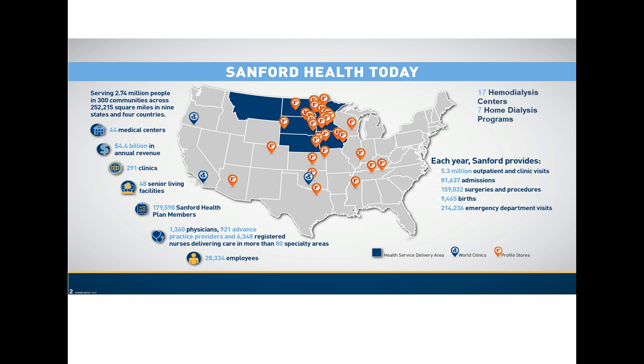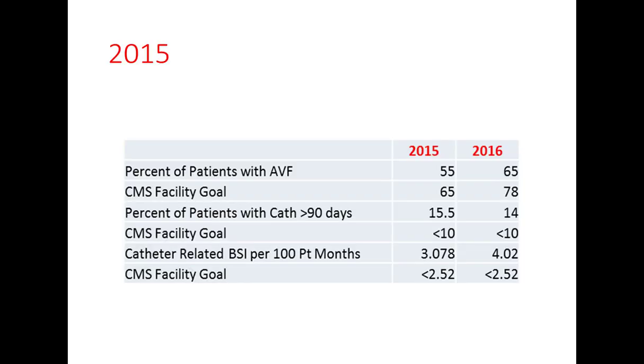Next slide, please. So in 2015, we decided not to take the whole enterprise on at one time. We started out with one of our larger dialysis units in Fargo, North Dakota. You can see in 2015 what our average percent of fistula rates was. It was right around 55%, and our goal was to try to achieve something greater than 65%.